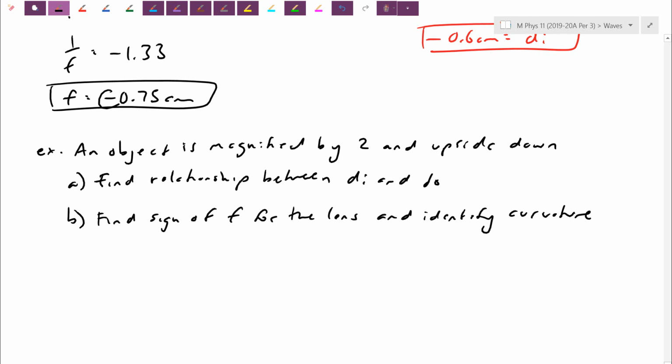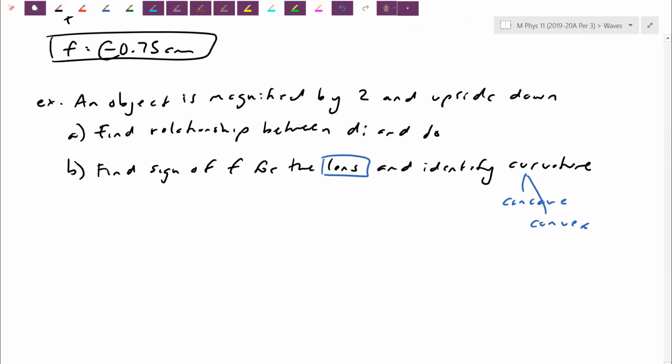This equation works both for mirrors and lenses. All I'm specifying here is that we are looking at a lens. Identifying the curvature just means, is this a concave lens or a convex lens? Try it out for yourself. It's a little bit lacking in numbers, but you should be able to do that derivation. Maybe drawing a ray diagram will help you in finding that as well.